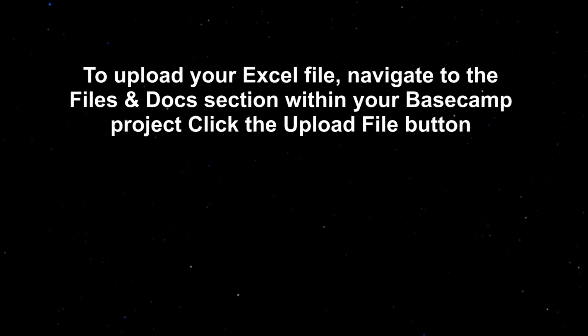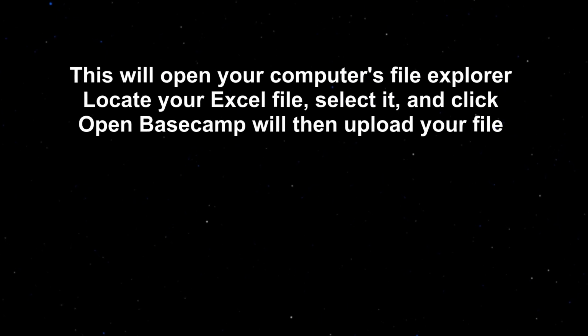To upload your Excel file, navigate to the Files and Docs section within your Basecamp project. Click the Upload File button. This will open your computer's File Explorer. Locate your Excel file, select it, and click Open. Basecamp will then upload your file.